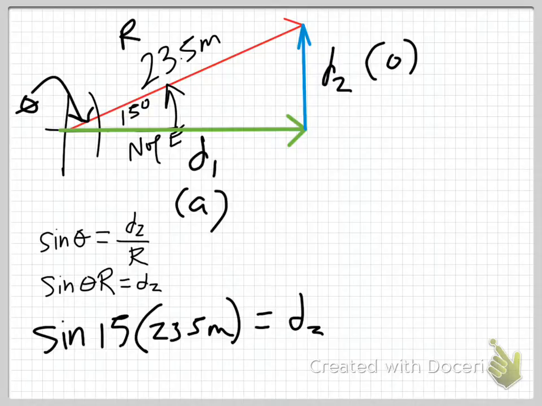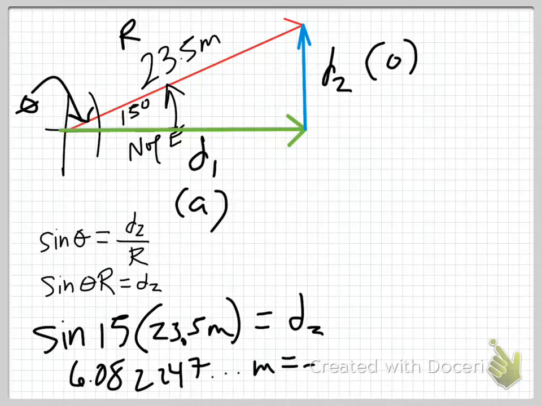6.08 meters. 23.5? Yeah, I didn't see that point on that one. Okay, sorry. So now you've got me doing it: 6.08, 2247 on and on and on meters.